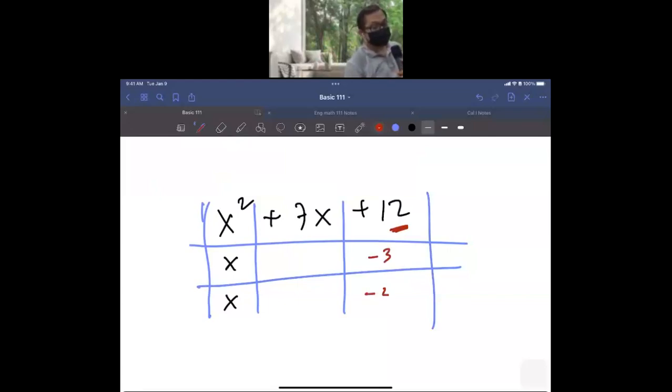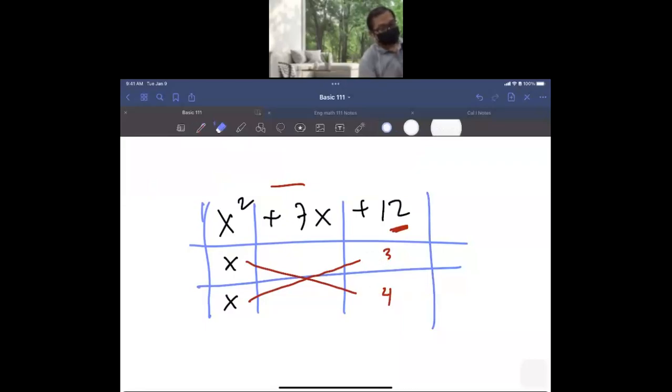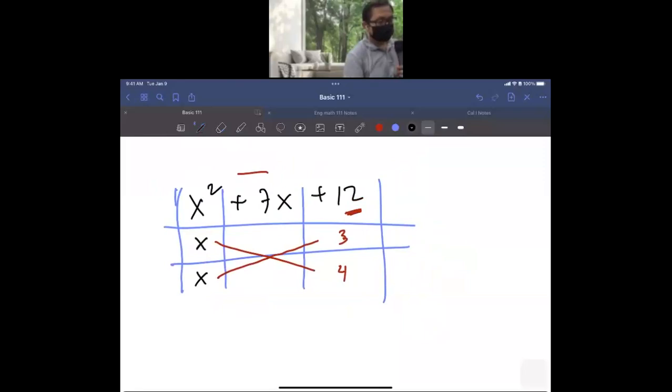Let me just write with negative first. Obviously it's wrong, but let me just give this. Do some cross multiplication here, and when you add these two, it needs to be positive 7. Of course, this is going to be wrong because when you add these two, you get -7, right? We need to have plus. So the only obvious answer is this should be positive. Then you can write down x plus 3, x plus 4, and you get the factors.